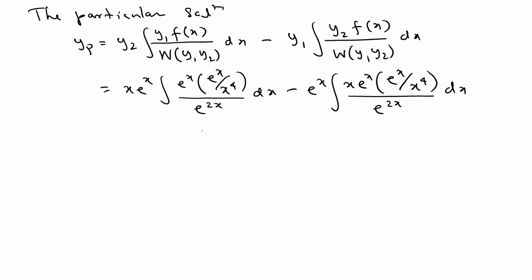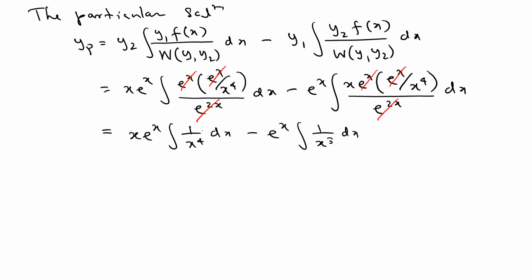And you can see a lot of terms get cancelled. For example, e to the 2x and e to the 2x get cancelled. Remember, please, you cannot bring anything inside or outside because those are functions, and it's going to integrate with respect to the same variable, so you cannot take anything outside. So x e^x simply becomes 1 over x to the 4th power dx minus e^x, and this simply becomes 1 over x to the 3rd power dx. So these are very easy to integrate. You can bring it to the top and then integrate.